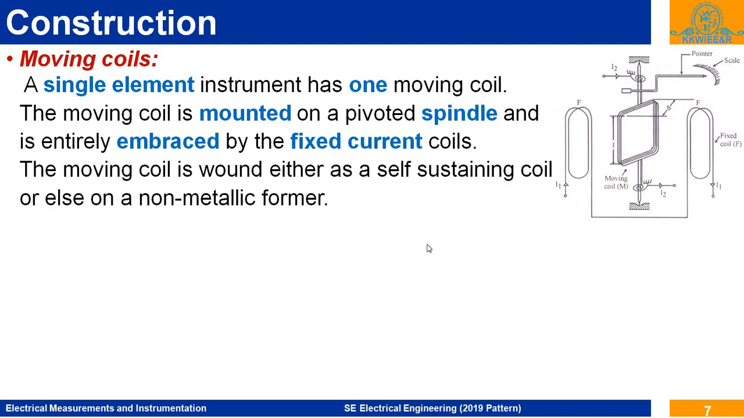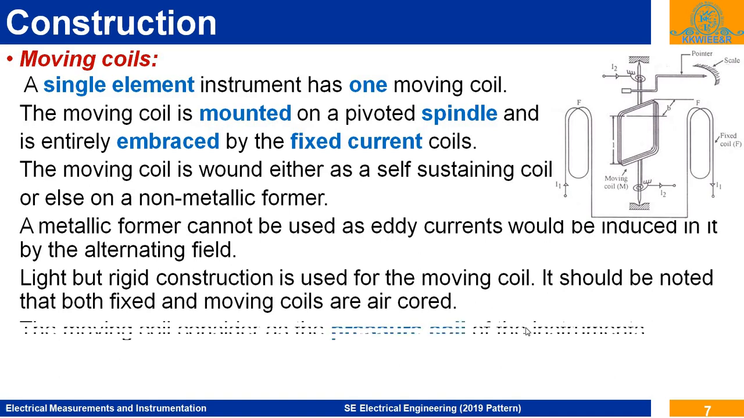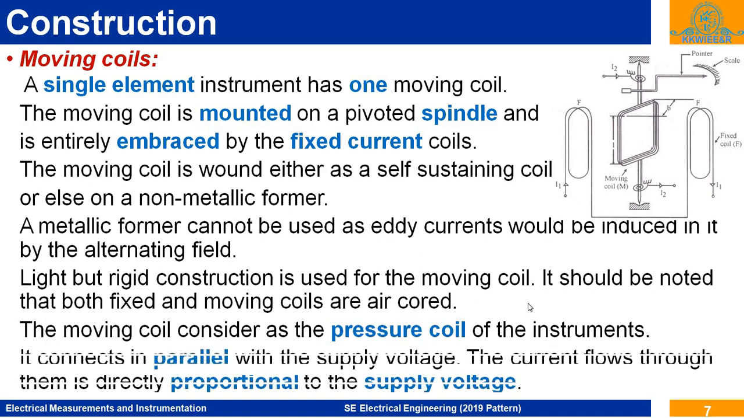The moving coil. Okay. So depending on the number of elements, meaning single phase or three phase, the moving coil number depends on whether it is a single element, 2 element or 3 element. The moving coil is mounted on a pivoted spindle. It must be free to rotate, so it is mounted on the spindle, and this spindle is fixed in a dual type bearing.